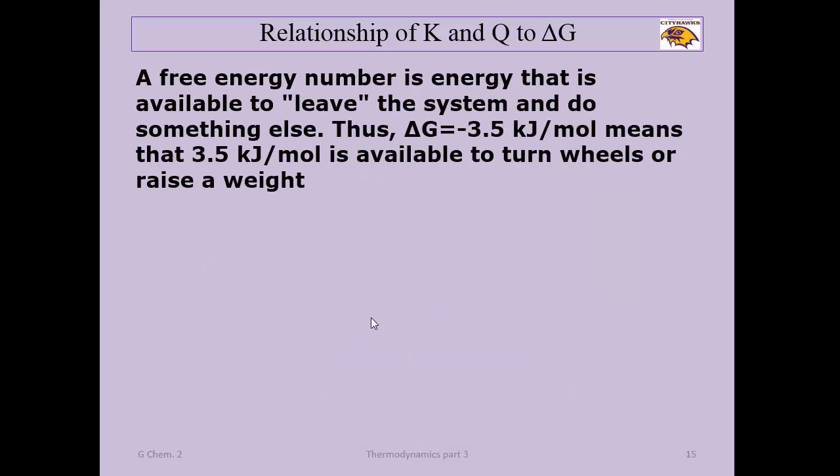Okay, so just a couple comments. Whatever you see as a free energy number, that is the energy that's available to leave the system. Sometimes that'll help you remember that it's leaving the system, so it's available to do work. That's why there's a negative sign on it. When you see a free energy of negative 3.5 kilojoules per mole, that means there's actually 3.5 kilojoules a mole available to turn the wheels or raise a weight. The negative sign does not mean that it's less than 0. It gives it direction. It means it's leaving the reaction.